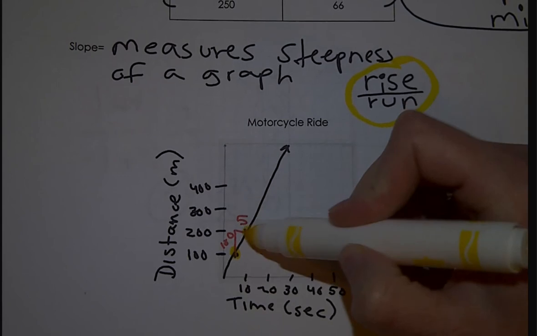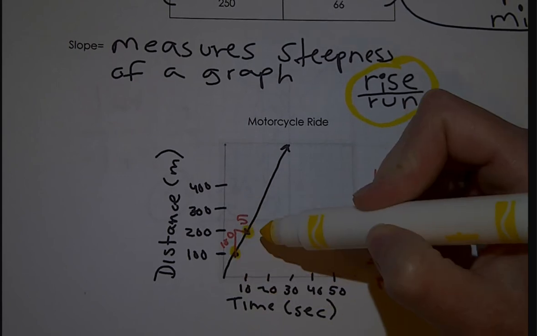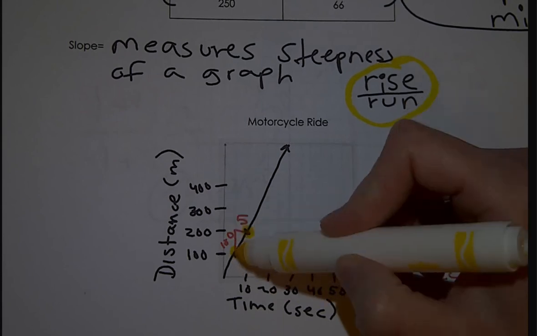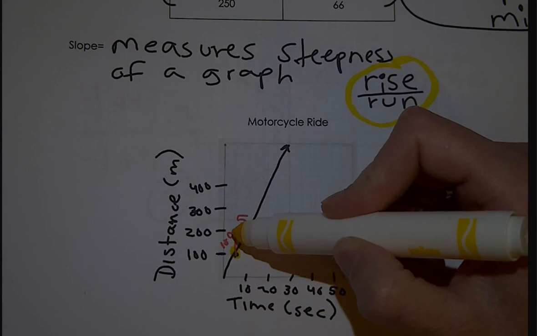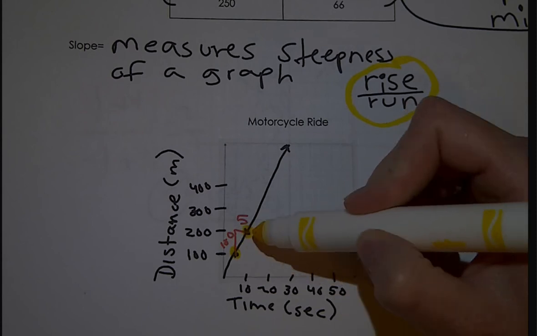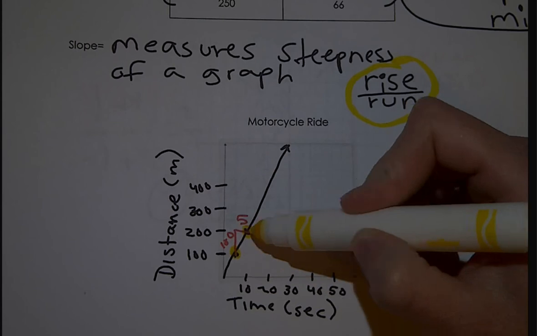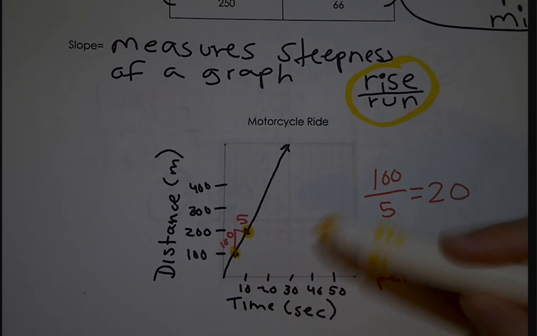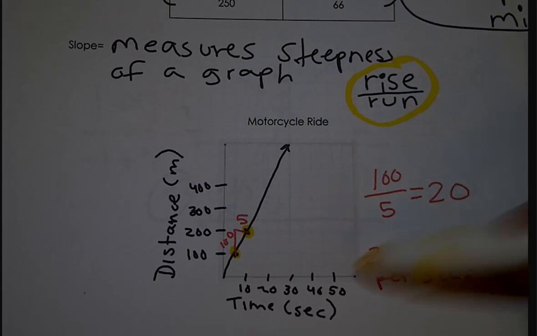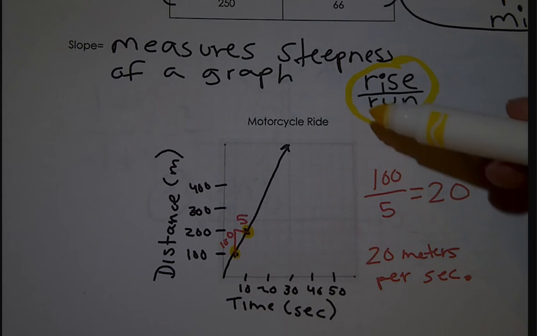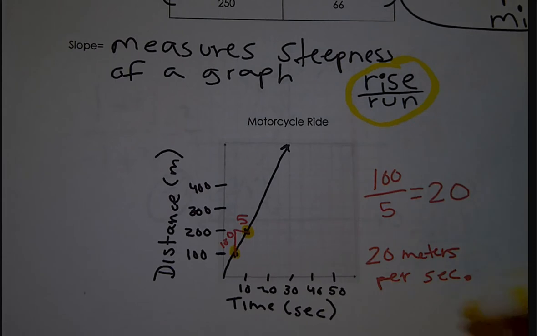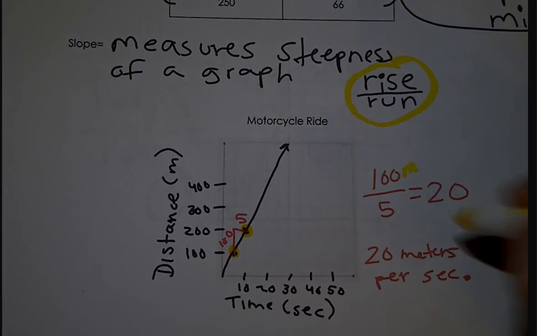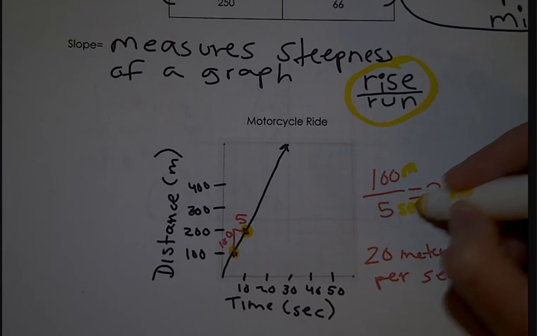So I identify two easy to read points, and then I'm going to draw in my triangle that's going to show me, okay, I rose 100 units and I ran 5 units. And this was a positive 100 and a positive 5. So rise divided by run, rise was 100, run was 5, 100 divided by 5 is 20. So that means on this motorcycle, my rate is 20 meters per second, because I rose 100 meters and then my run was 5 seconds.